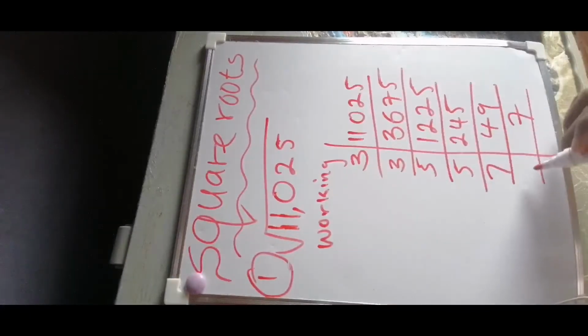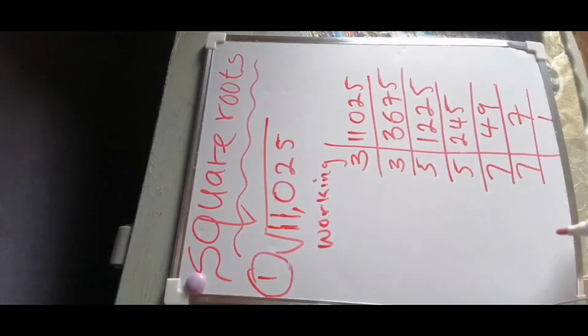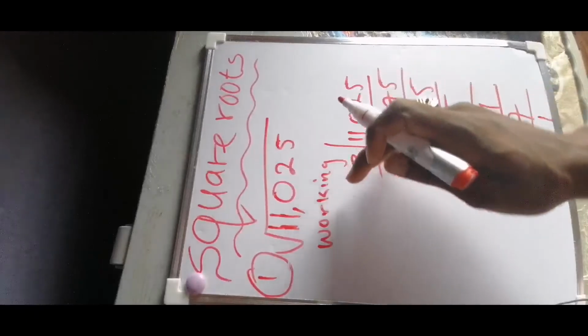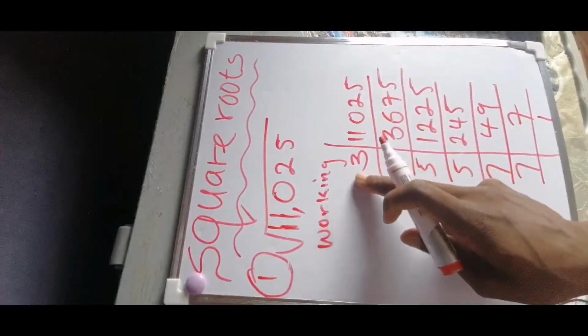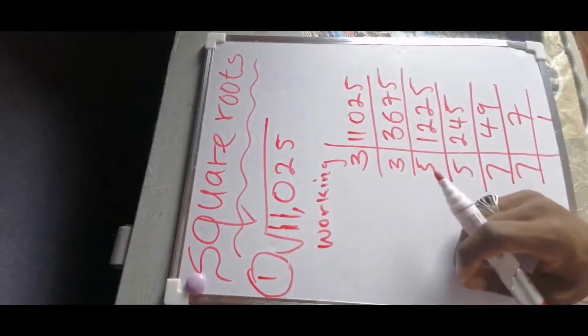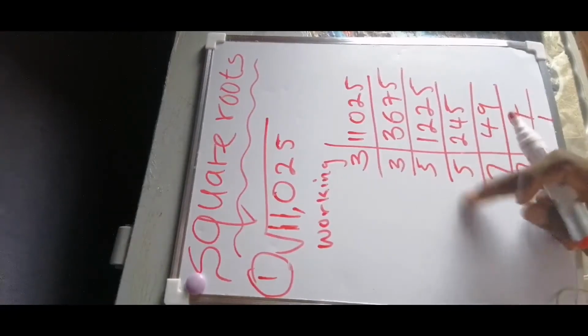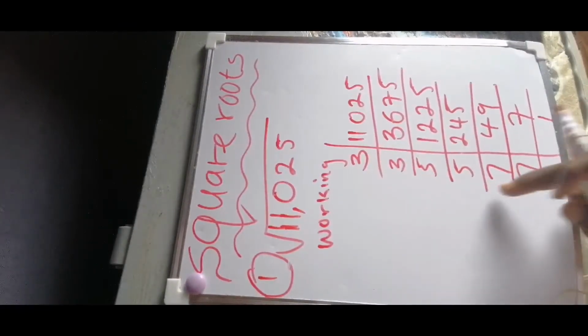From here, nothing will enter unless 7. So 7 into 7 is 1. Therefore, we have 3, we have 3 again, we have 5, we have another 5, and 7.